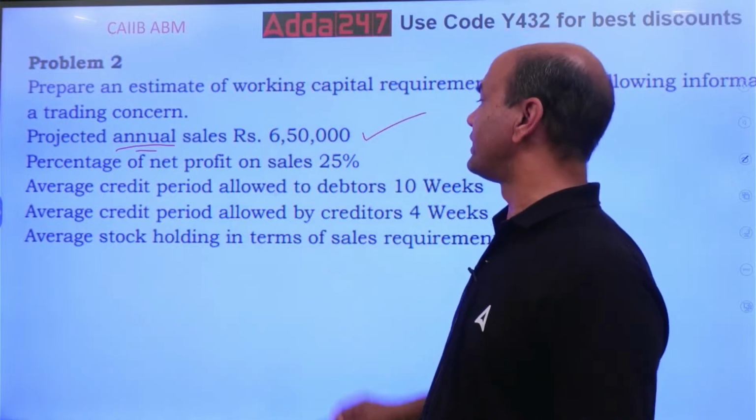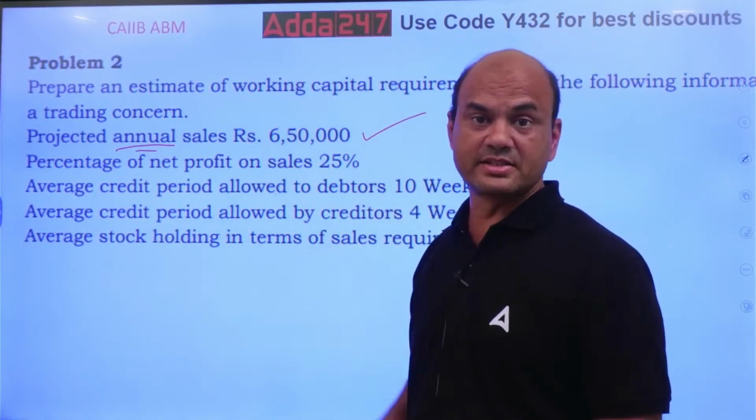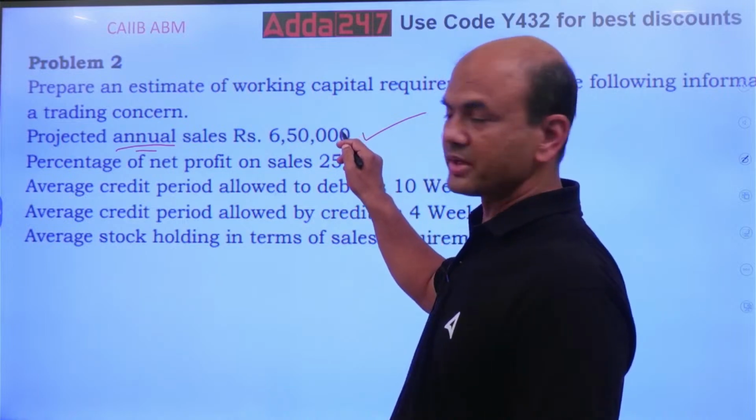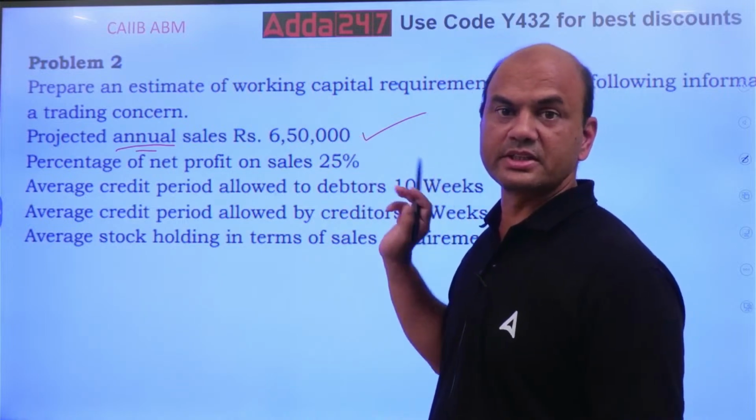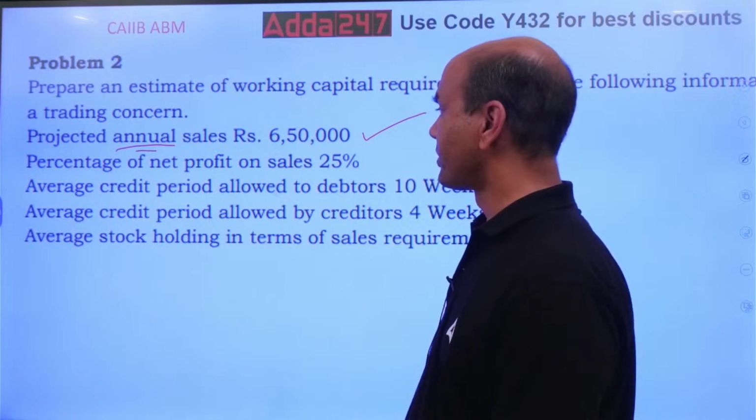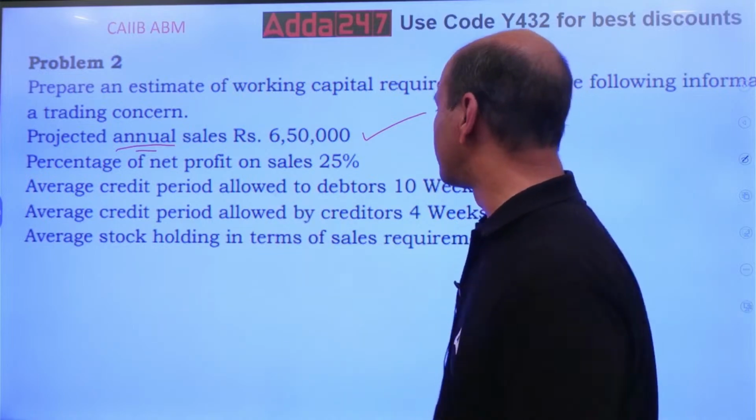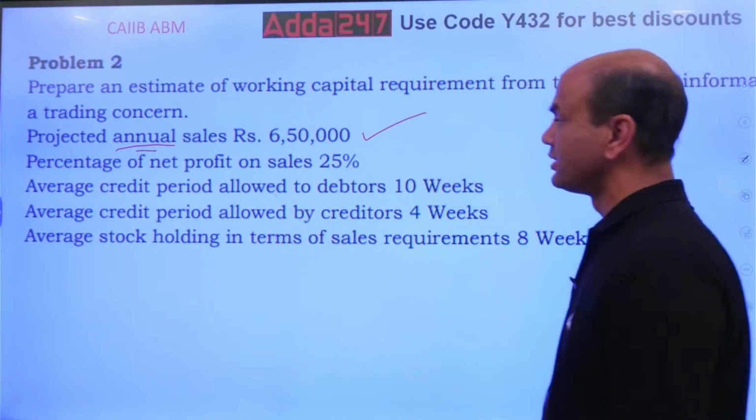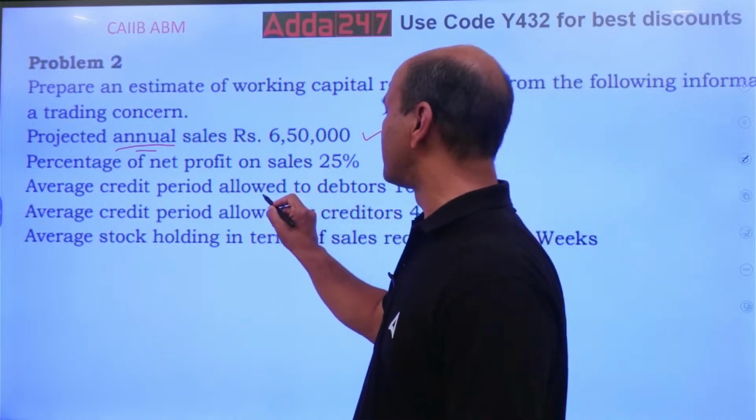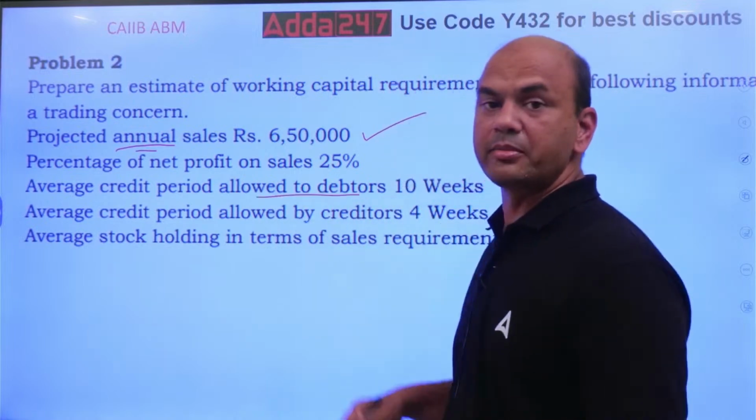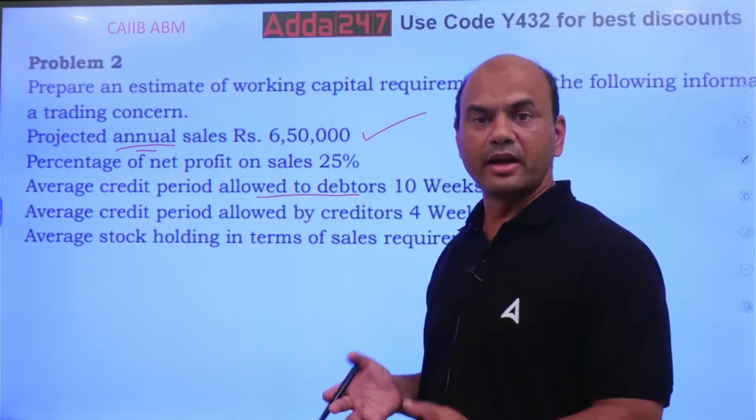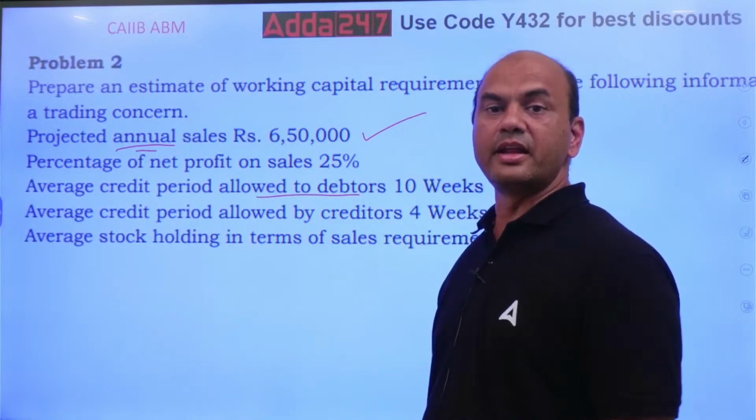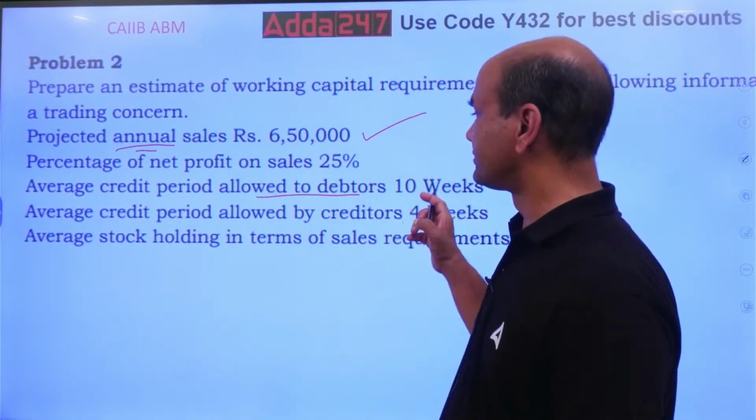Percent of net profit is 25% on sales. Whatever is this sales, 25% on sales is my profit. Average credit period allowed to the debtors is 10 weeks. So debtors are paying me after 10 weeks. Means what? I am selling the material and then they are paying me after 10 weeks.